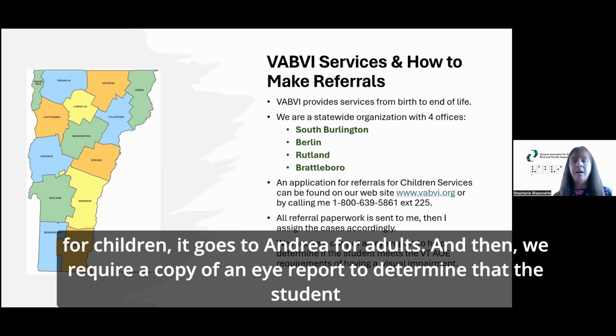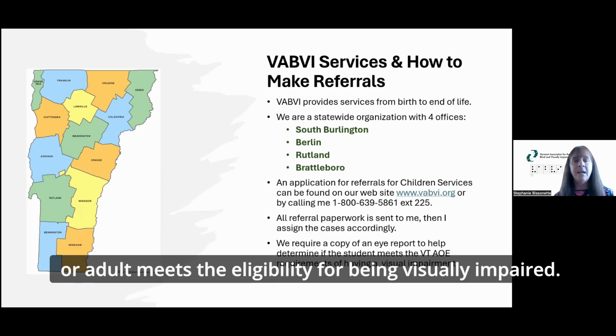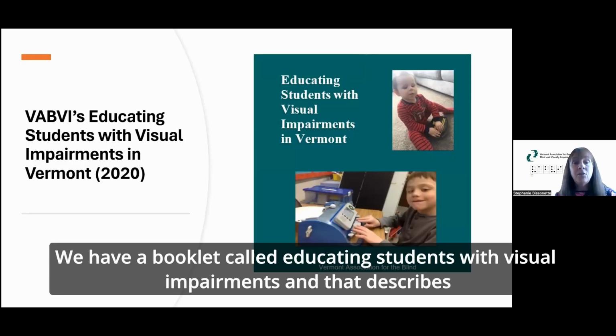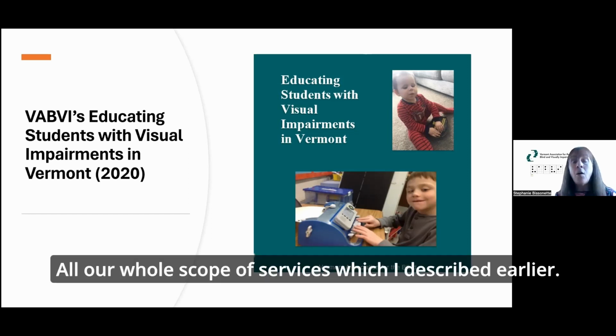And then we require a copy of an eye report to determine that the student or adult meets the eligibility for being visually impaired. We have a booklet called Educating Students with Visual Impairments, and that describes our whole scope of services, which I described earlier.